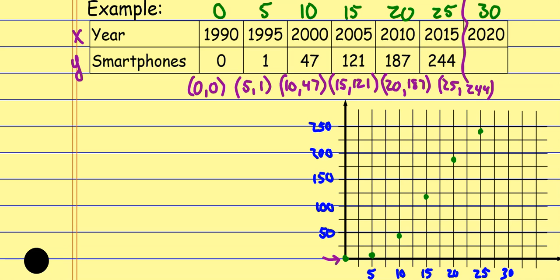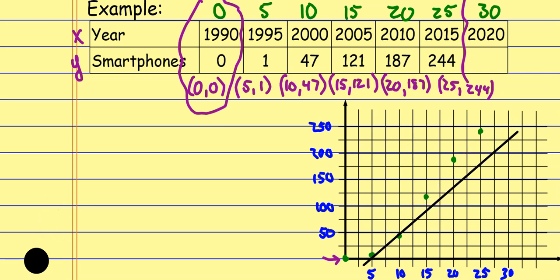And the reason that's an oddball is because smartphones weren't invented until 1995, which means this is kind of a bogus data value right here, all right? So I'd probably try to ignore that one. And so the idea here is we just draw a line. Let me get my line tool out, and just draw a line.